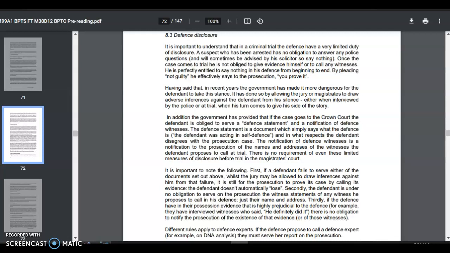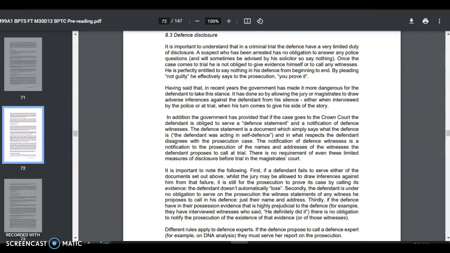In addition, the government has provided that if the case goes to the Crown Court, the defendant is obliged to serve a defense statement and a notification of defense witnesses. The defense statement is a document which says, for example, that the defendant was acting in self-defense, if he is about to take that plea, and in what respects the defendant disagrees with the prosecution case. The notification of defense witnesses is a notification to the prosecution of the names and addresses of the witnesses the defendant proposes to call at trial.